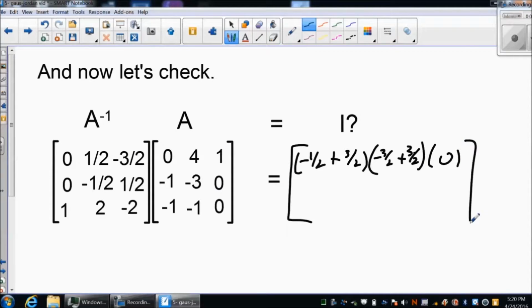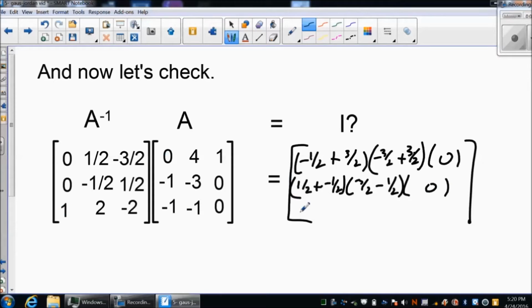That one's an easy one. 0 times 0 is 0. Negative 1/2 times negative 1 is a positive 1/2, plus 1/2 times negative 1. Second row, second column, 0, negative times negative is positive 3/2, 1/2 times negative 1, negative 1/2. And then 0, 0, 0. That last column is kind of nice.